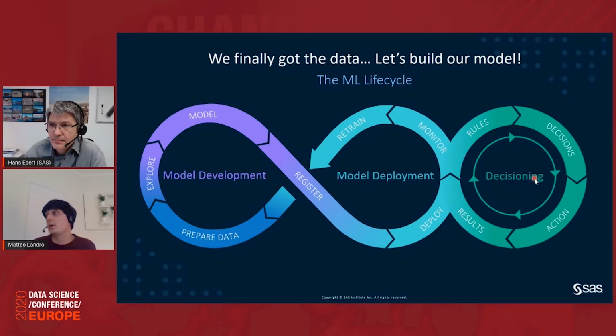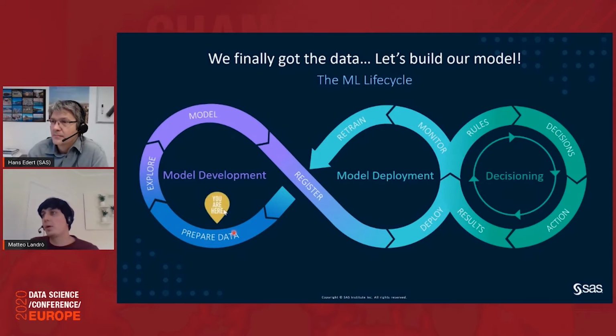We also have an additional piece of this cycle, which is the decisioning piece. We will not cover this part, but I think it's interesting to mention that when you build a model, you can also decide to embed your model in some decisioning process, so you can use the model and take action based on your model results. So this is an additional step in the life cycle. We will not see that today, but I think it's worth mentioning it.